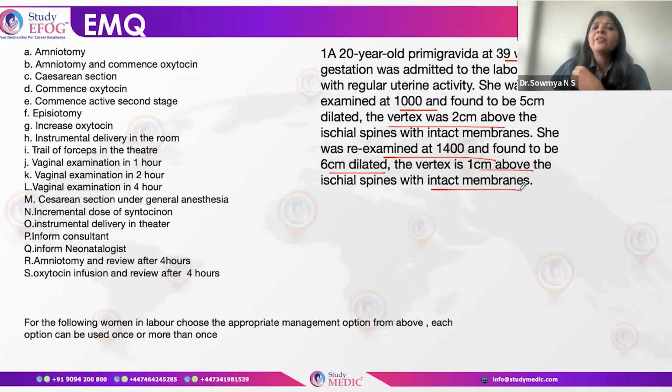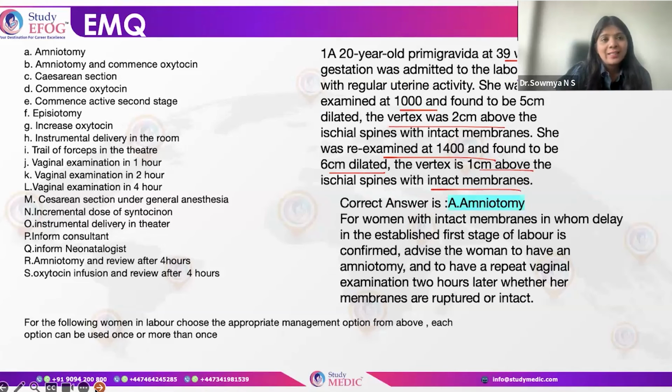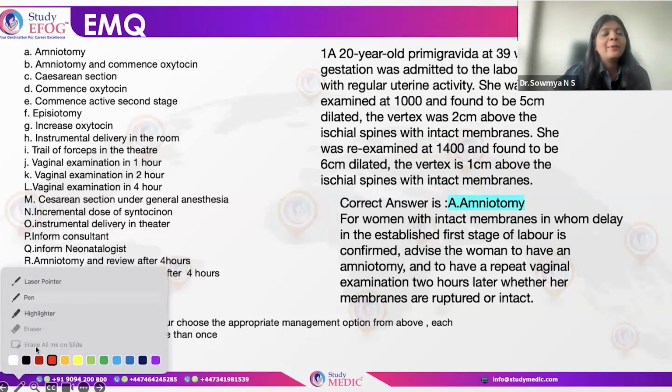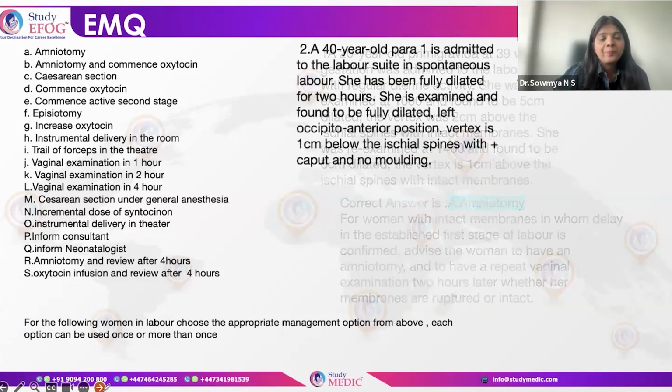So whenever there is a suspicion of delay, I would always want to go for amniotomy. That's the reason I would choose amniotomy, because less than 1 centimeter in 4 hours. I mean, less than 2 centimeters in 4 hours. So that's the reason I go for amniotomy.